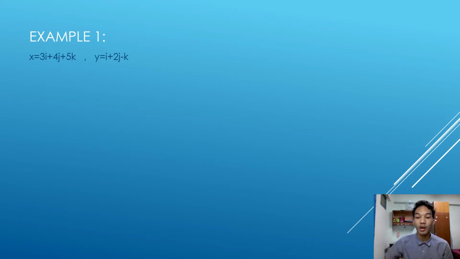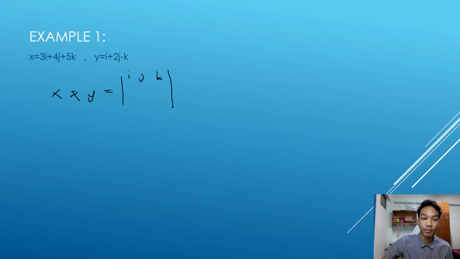Thank you, Akmal. Now I will continue with example 1. The question is x equal to 3i plus 4j plus 5k and y is equal to i plus 2j minus k. By using the formula as given by Akmal, we will get x cross y is equal to the determinant with i, j, k.